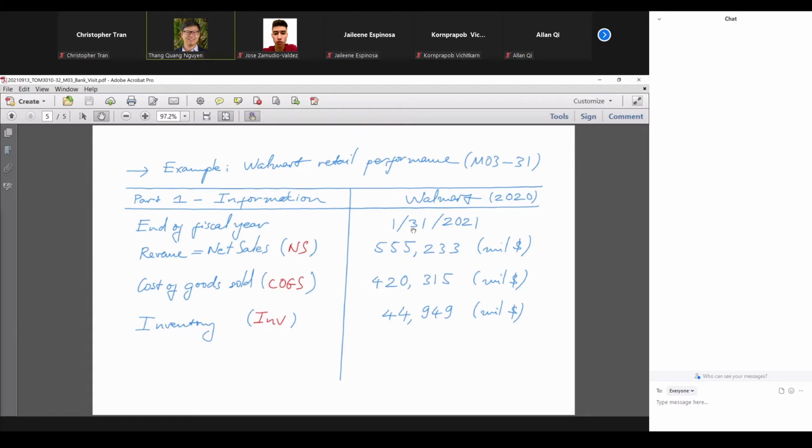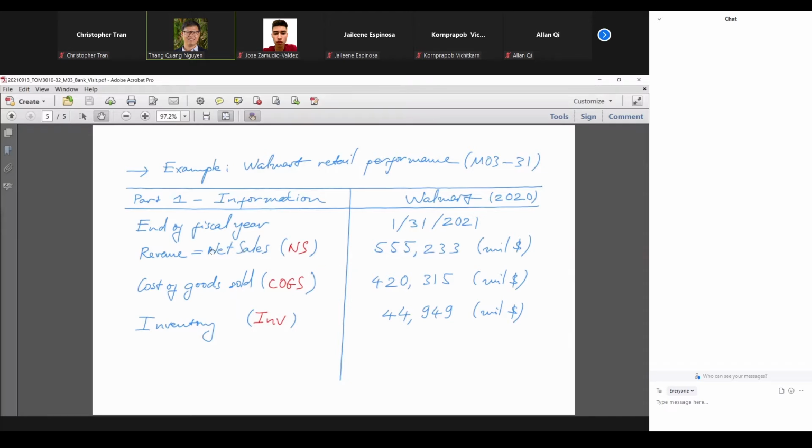So for Walmart, for the year of 2020, we know that the net sales will be 555,233 million dollars. Everything here is in terms of million dollars, and the cost of goods sold is 420,315 million dollars, and the inventory is 44,949 million dollars.